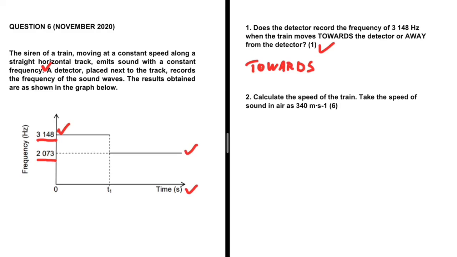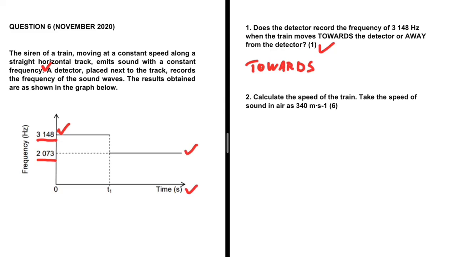Let's take a look at the question that follows. Calculate the speed of the train. Take the speed of sound in air as 340 meters per second. So I need you to pay attention to this part. Right. So let's take a look at this.